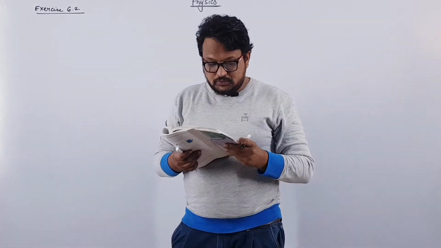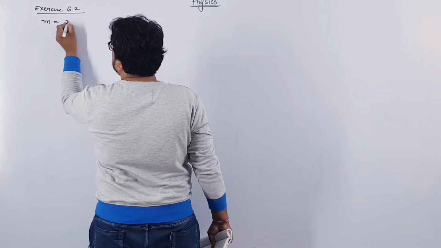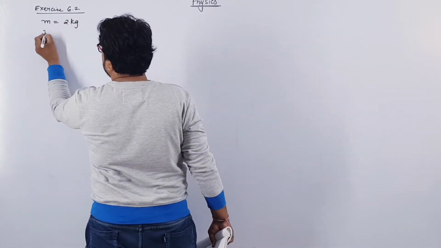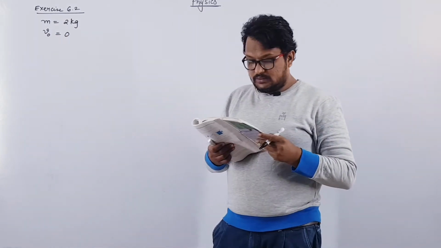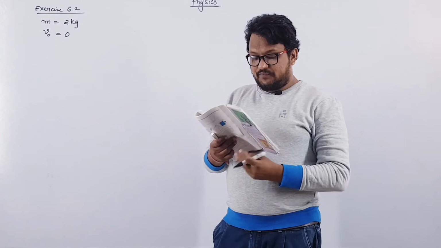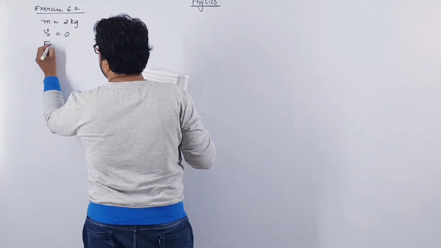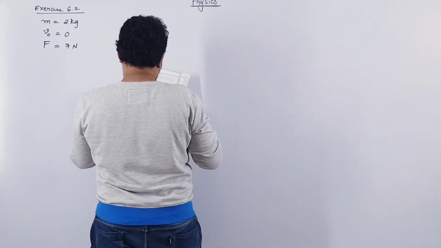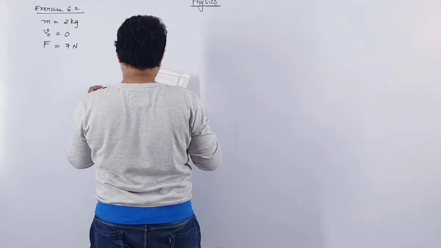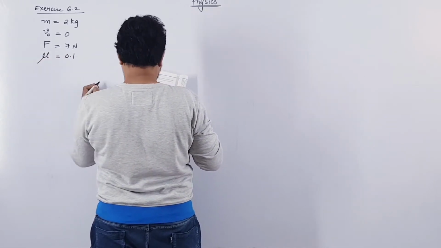Exercise 6.2. A body of mass 2 kg initially at rest. The mass of the body is given as 2 kg, which is initially at rest, so its initial velocity is 0. It moves under the action of an applied horizontal force of 7 Newton. F is equal to 7 Newton, on a table with coefficient of kinetic friction 0.1. Mu is given as 0.1.